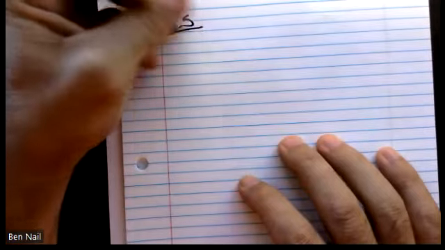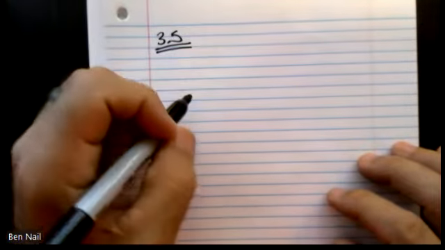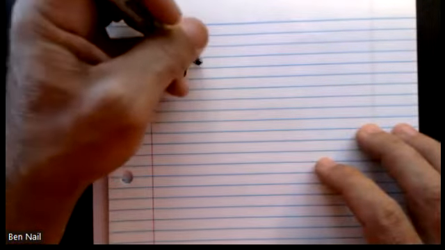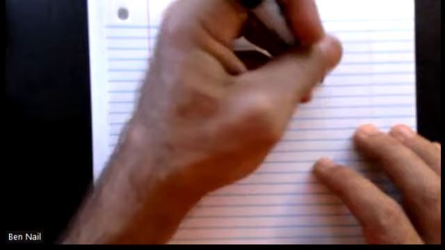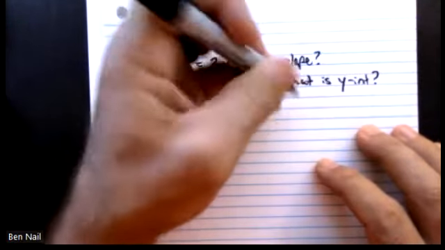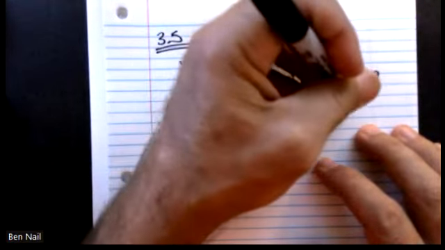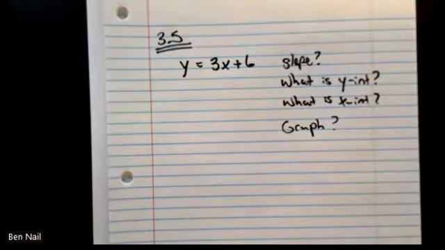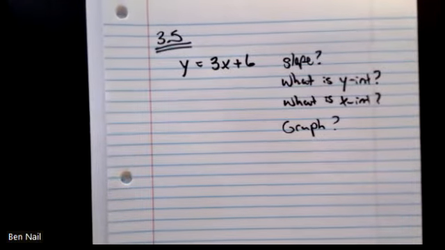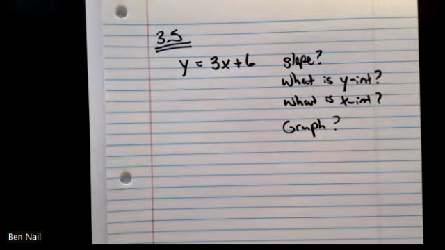All right. Switching gears. 3.5 basically does everything in reverse. So if you really look at the first couple of sections we talked about, it's like, okay, here's an equation. What is the slope? Or what is your y-intercept? Or what is your x-intercept? Or hey, graph this. They can give you an equation and they can ask a bunch of different questions for this, like what's the slope, y-intercept, x-intercept, graph this. Okay. 3.5 is going to go backwards.